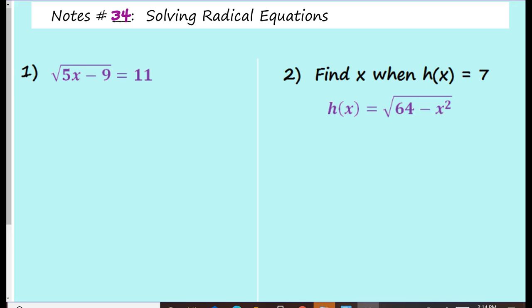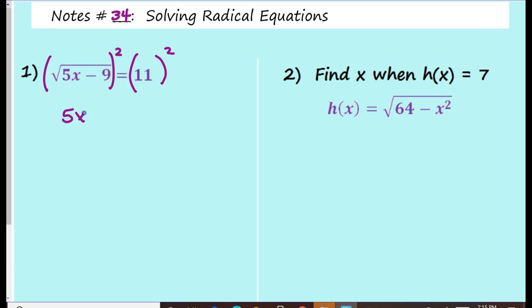Notes number 34, solving radical equations. Okay, number 1. I'm sure it makes sense to you that to undo a square root, you need to square. So what we're going to do for this equation is we're going to square both sides. You just need to know that when you square a side, you square the entire quantity. You don't square individual parts. And that should make sense for this problem, but I'm going to need to remind you about that on future problems. Sometimes people don't do the exact order of operations like they should.